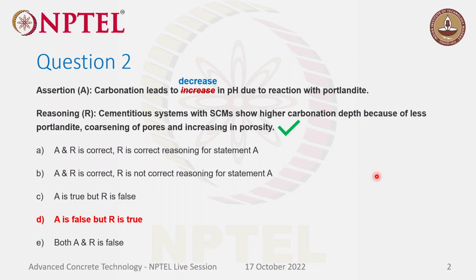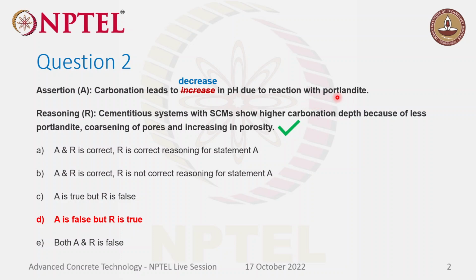So the correct answer is D. A is false but R is true. Let's see the reason. Carbonation leads to decrease in pH, not increase in pH. When Portlandite reacts with carbon dioxide, it forms calcium carbonate. That you guys know, right? Calcium hydroxide reacts with carbon dioxide to form calcium carbonate. So that causes decrease in pH.